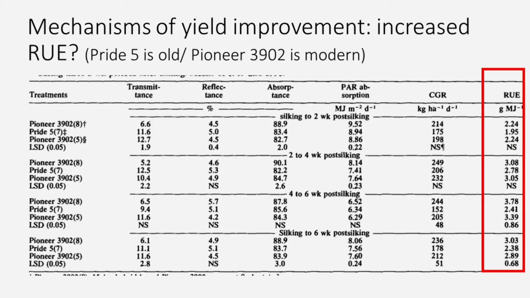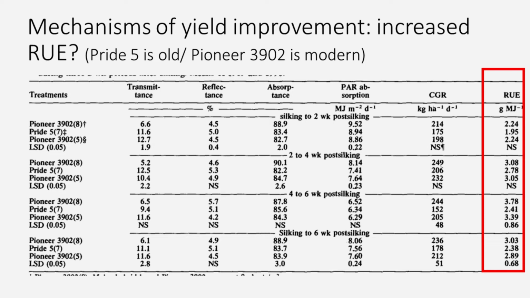So let's look at that next component of the yield equation, radiation use efficiency. Tolinar did another study looking specifically at changes in radiation use efficiency between older and newer varieties of corn. It's a more complicated measurement, so he didn't use nine varieties of corn here. He just used one old variety, Pride 5, and one new variety, Pioneer 3902, which he grew at two different plant densities, either 8 or 5 plants per meter squared, while Pride 5 was grown at 7 plants per meter squared.